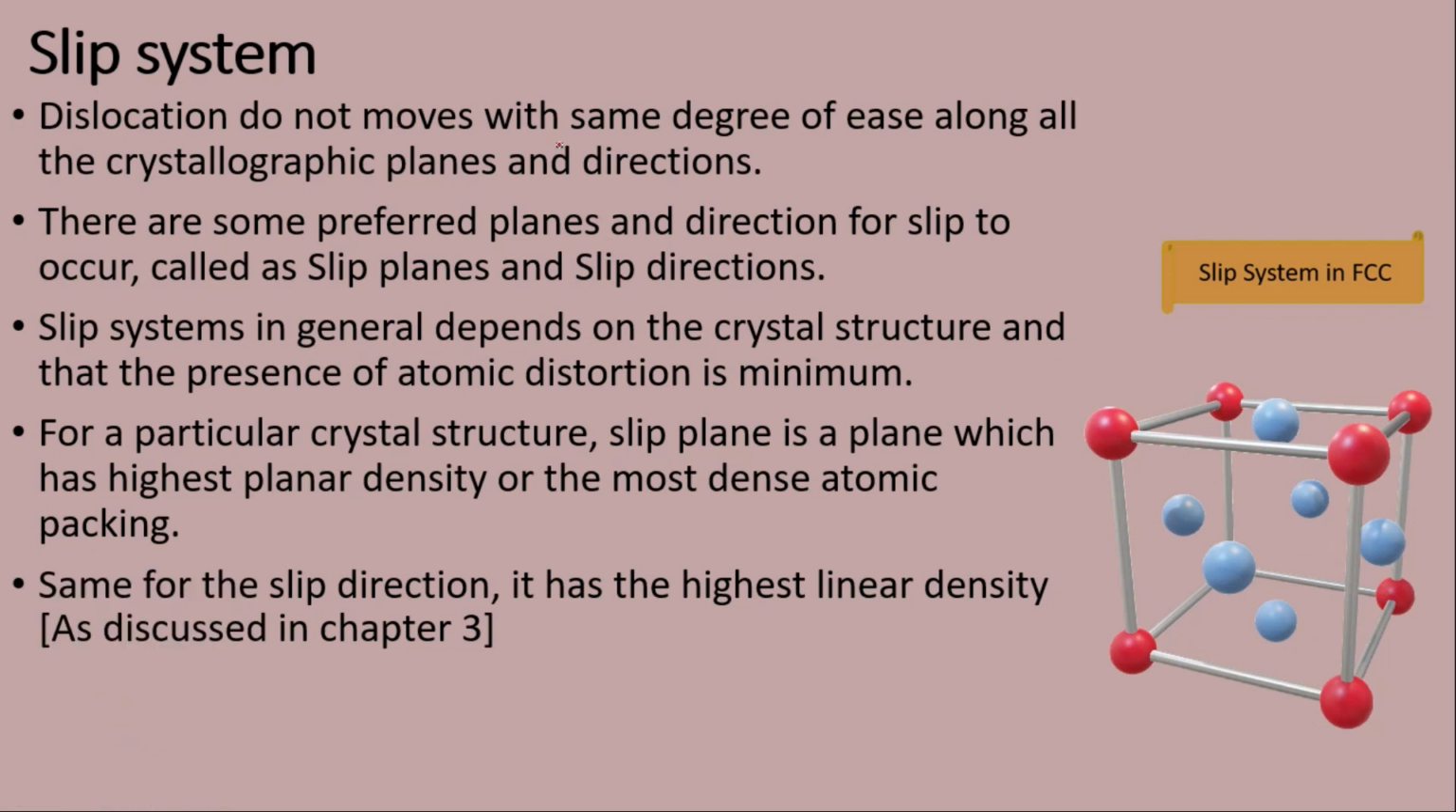But dislocations do not move with the same degree of ease along all the crystallographic planes. It doesn't mean that because it has a lot of planes, the dislocation will move along all of them. Rather, it will move along certain planes with ease. So there are some preferred planes and directions for slip to occur, called slip planes and slip directions. Those planes in which dislocation moves easily are called slip planes, and within those planes there are particular directions. Even within the slip plane, the dislocation doesn't move along all directions. It moves along particular directions, and those directions are termed the slip directions.